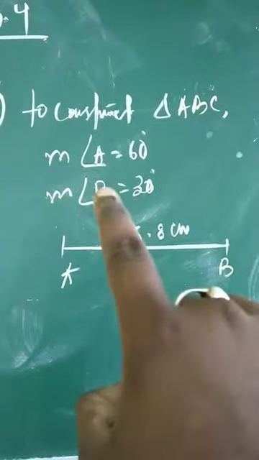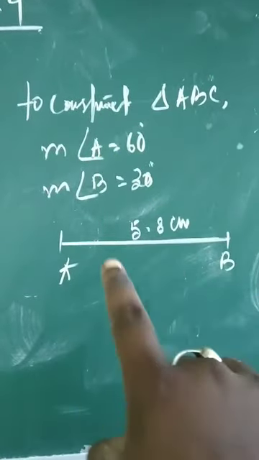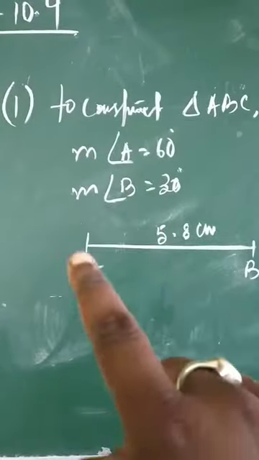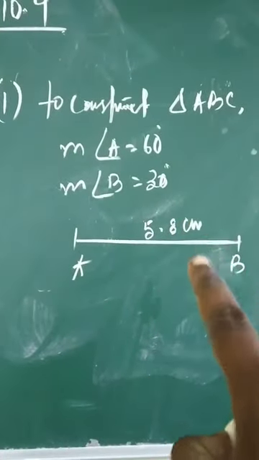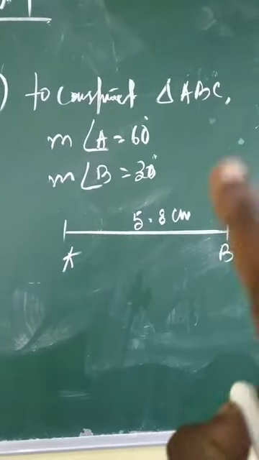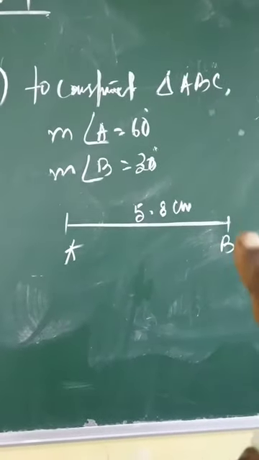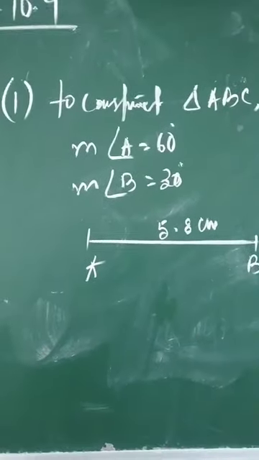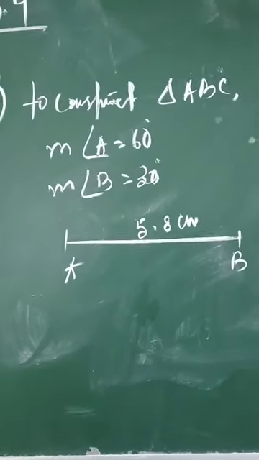The measure of angle A should be 60 degree, which we can construct using compasses only. The measure of angle B will also be constructed using compasses only, without the help of a protractor, and a line segment AB measuring 5.8 centimeter. So children, what is the process to do? Let us learn how to do this.